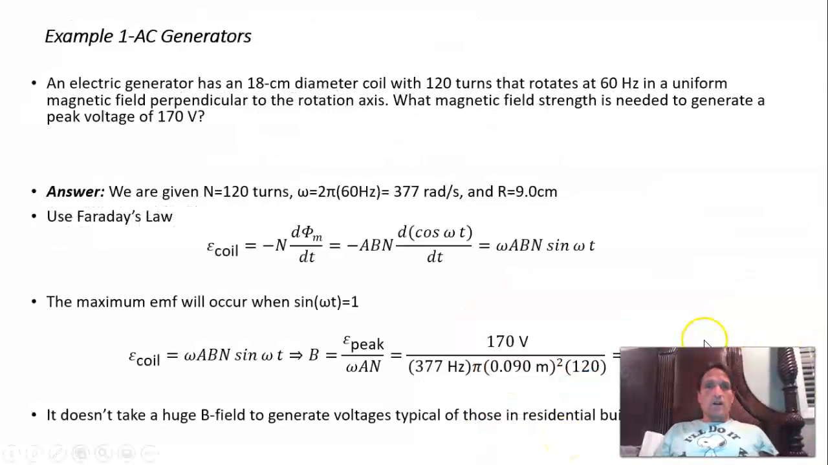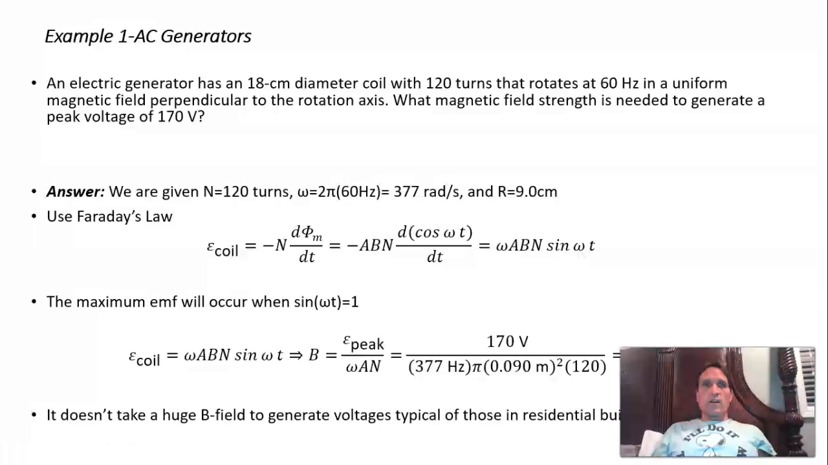Okay, so let's plug this into Faraday's law. So we plug it in. Okay, we take the derivative. Remember, N times the change in the flux with time, and then since A and B are constant, that's just the changing because of the angle, and then we get our expression that we derived.